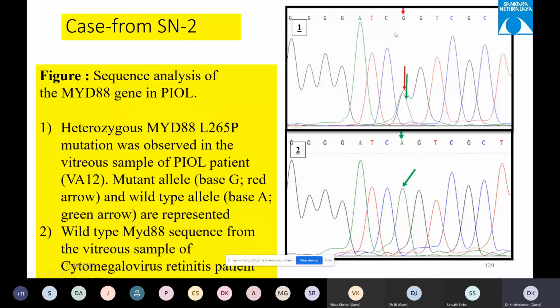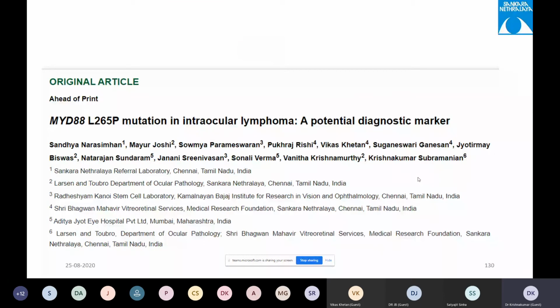MYD88 L265P. In the second, it is a CMV retinitis, you find only green arrows. Whenever you find these sorts of peaks, double peaks and single peak: double peak means it's lymphoma, single peak means it is not lymphoma. So MYD88 must be routinely used to confirm or diagnose lymphoma. Sometimes it is a very diagnostic dilemma. This is going to come in IJO, it has come. Thanks to Dr. Vikas Khetan, Dr. Biswas, my student Sandhya Narasimhan and my colleague Dr. Soumya Parameshwaran, who are very, very important.